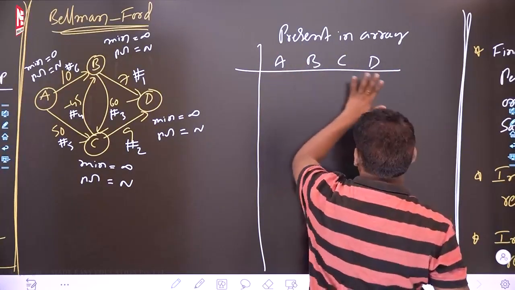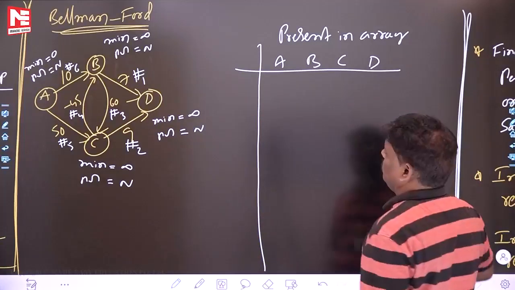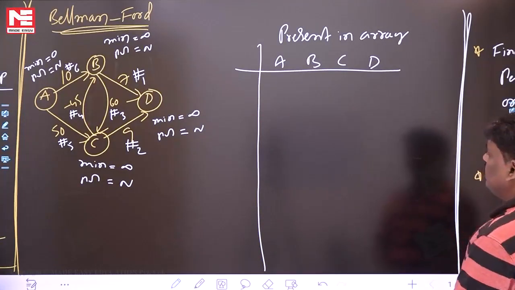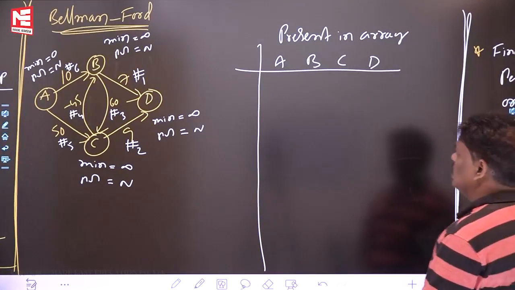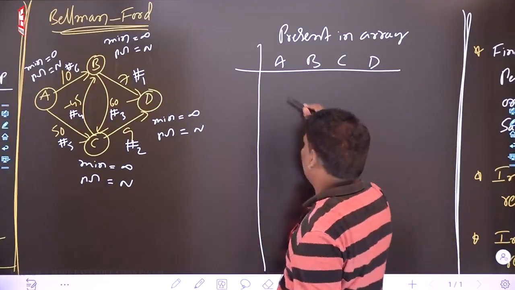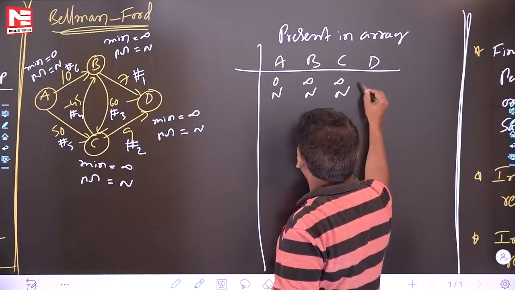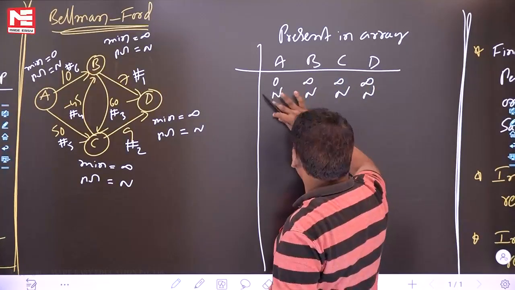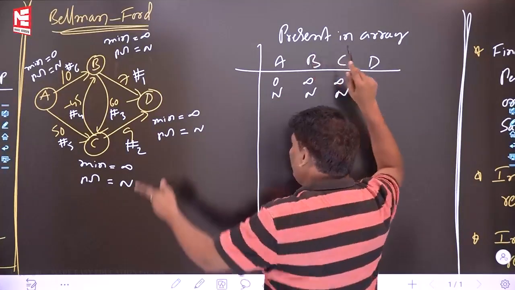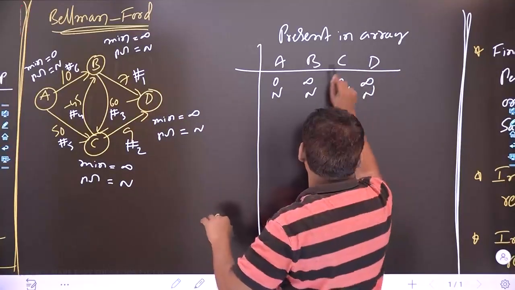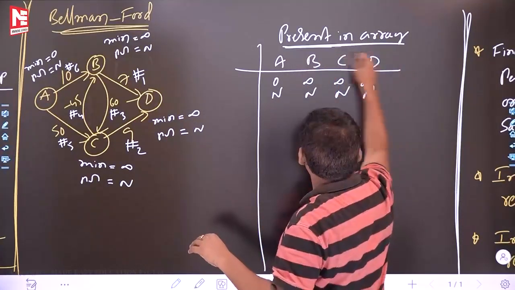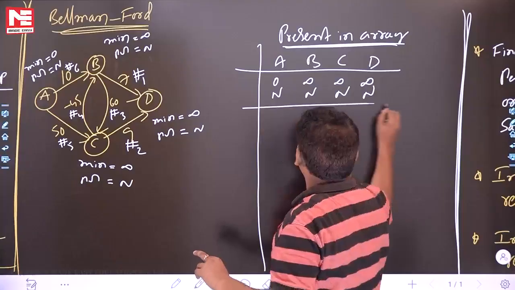Present in array. Those vertices are A, B, C, D. Initial values: 0, null, infinite, null, infinite, null. All vertices information I took, I kept in the array. Every vertex information I took, I kept in the array. Please be careful. Present in array, I kept in array. Fine, that is also okay.